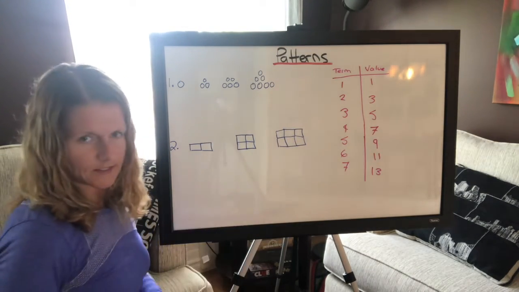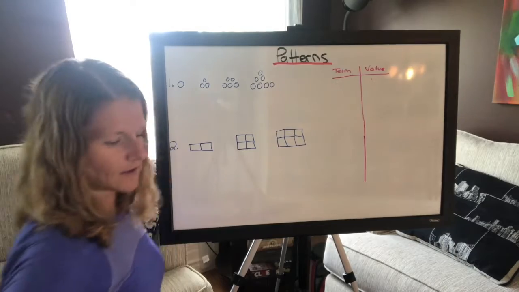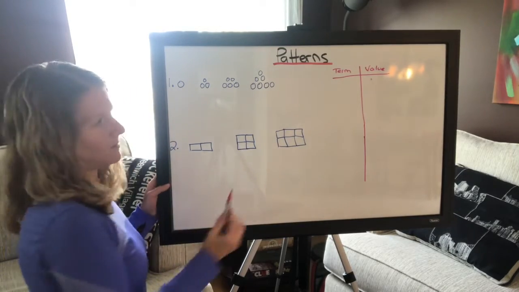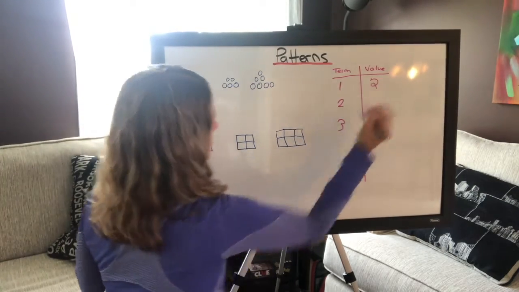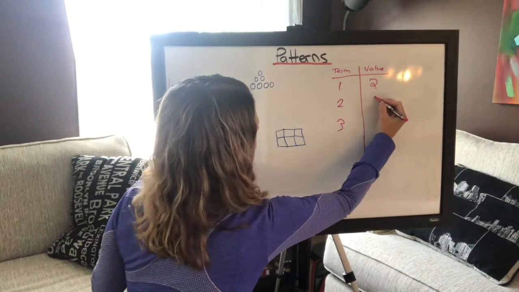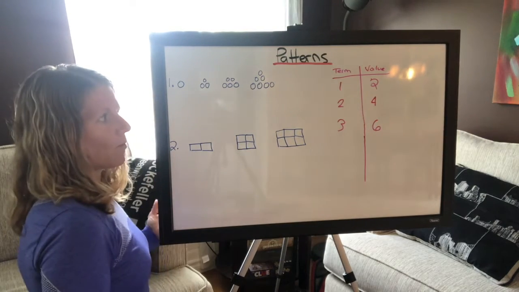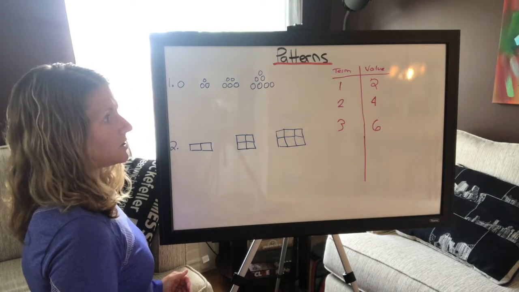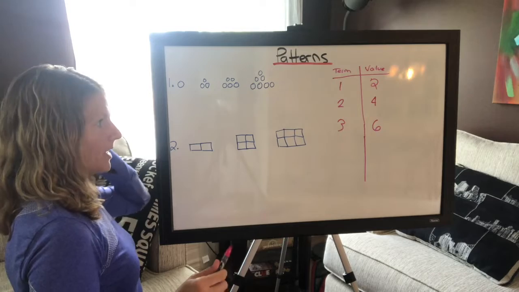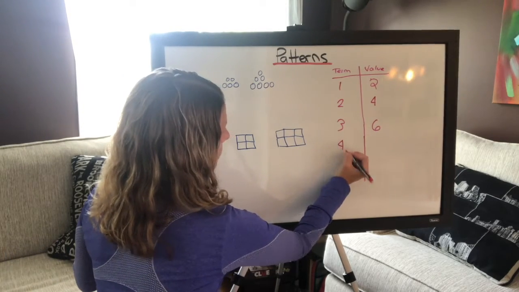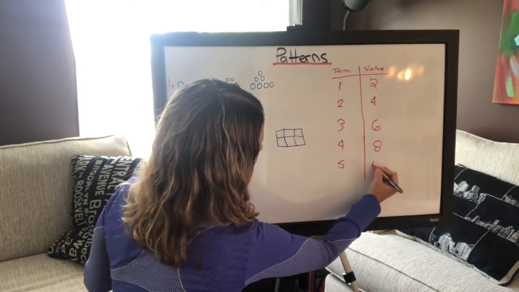So let's do this next one. I will erase these here. Okay, so you've got these 3 terms, 1, 2, and 3. Term 1 is 2. Term 2 is 4. Term 3 is 6. Again, what is the pattern rule? All we are doing is adding 2 each time. So term 4 would be 8. Term 5 would be 10.